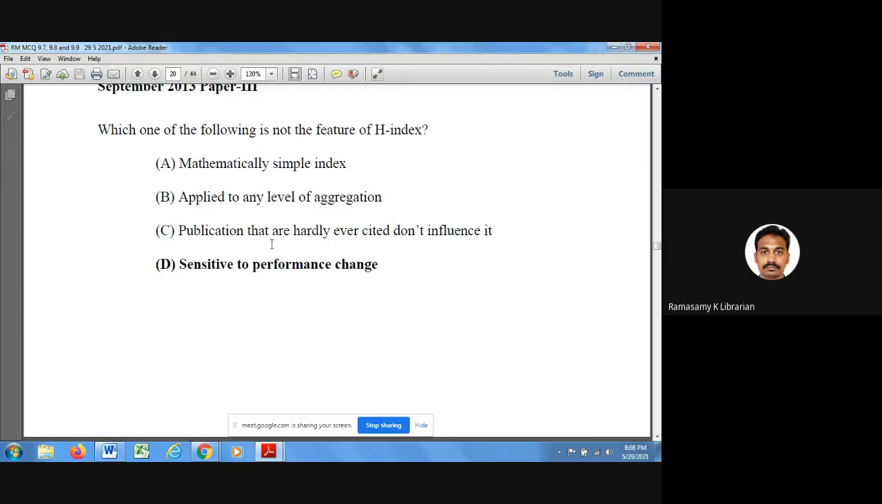Then publications that are hardly ever cited don't influence it. So the papers which have not received more citations will not at all influence your H index. Only those papers which are having highest number of citations, only they will be influencing your H index score. So first three are the features of H index. The last one is not the feature. It is sensitive to performance change, something like that.